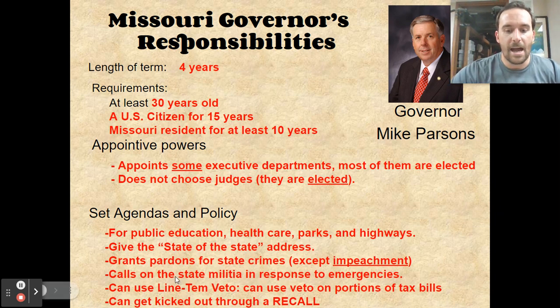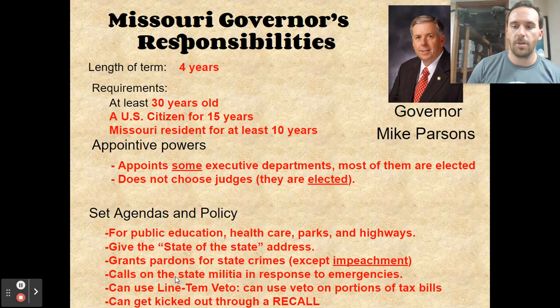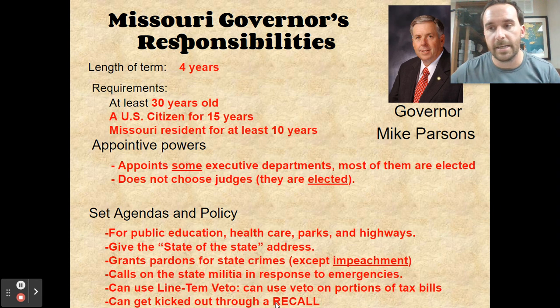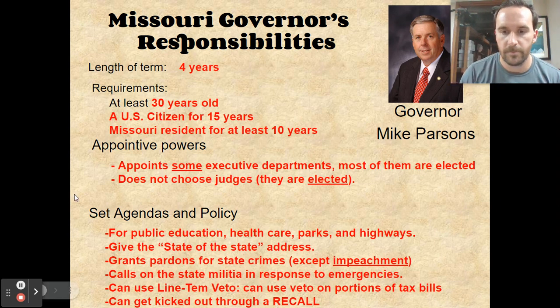They can also use a line item veto, and this is an important thing that the presidents cannot do. The governor can just draw a line through an item in a bill and pass the rest, called a line item veto. So they can do the line item veto, but they cannot do a pocket veto like the president can. And finally, the governors can get kicked out through a recall. That's another big difference. The president can only get kicked out if they get impeached, but if enough people don't like the governor, then there's a process called a recall to kick out our governor.